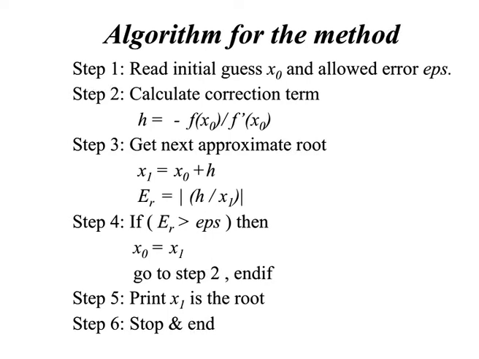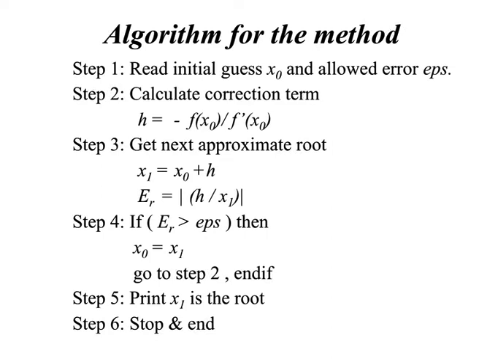Here we start with the initial value x0 and we read the allowed error epsilon, and then we calculate the correction term h, which is equal to minus f(x0) upon f dash x0. We get the next approximate root by using the expression x1 is equal to x0 plus h, and then using the newly calculated values x1 and h, we calculate the relative error.